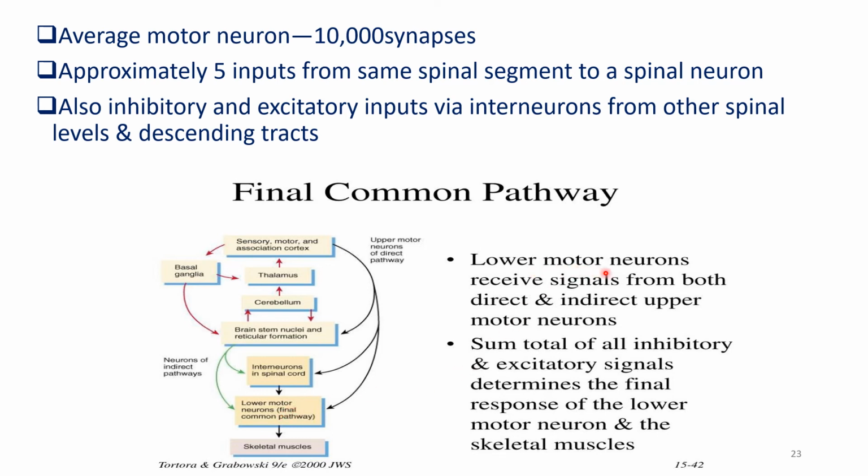So lower motor neurons receive signals from both direct and indirect upper motor neurons, and the sum total of all inhibitory and excitatory signals determines the final response of the lower motor neuron and the skeletal muscle. So see, this diagram clearly shows that the response reaching the muscle is via the lower motor neuron. So they form the final common pathway.